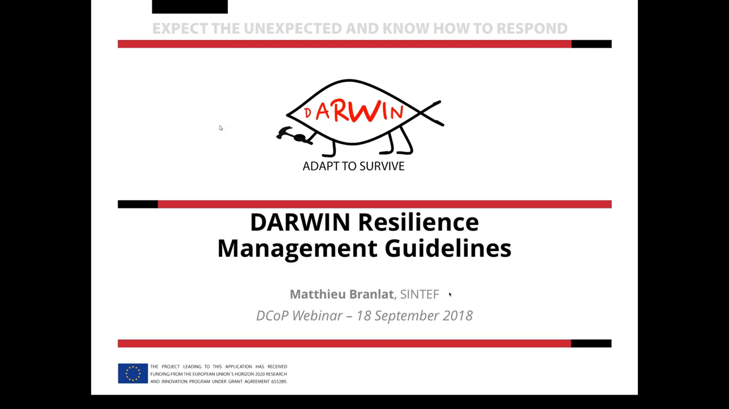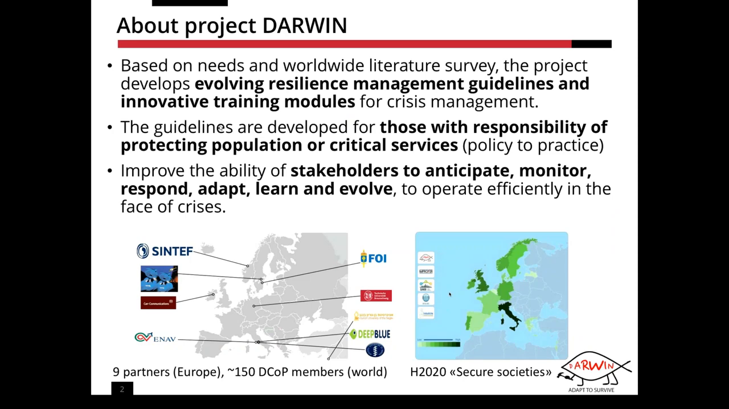So DARWIN is part of a number of projects that are part of the Secure Societies program, the H2020 funding program. We have 9 partners, 2 of them you just heard, FOI and KMC in Sweden, in Linköping. I work for SINTEF, and SINTEF leads the general consortium, but we have partners throughout Europe: Car Communication in Ireland, Technical University of Braunschweig in Germany, INAV and Deep Blue and ISS in Italy that you will hear from, and Ben Gurion University of the Negev in Israel.